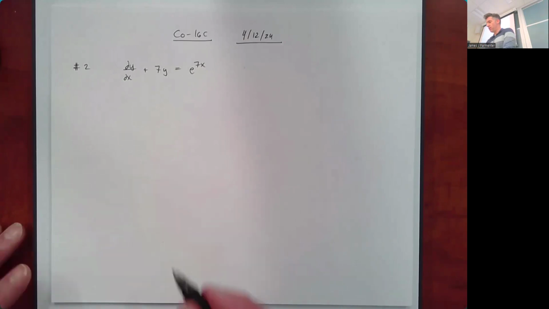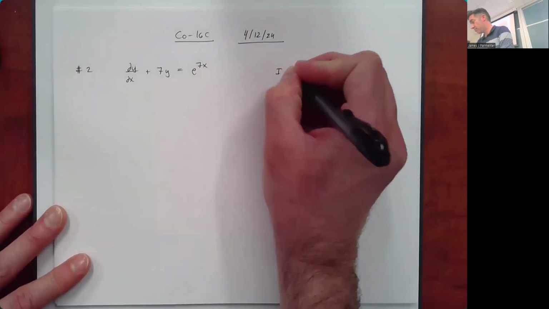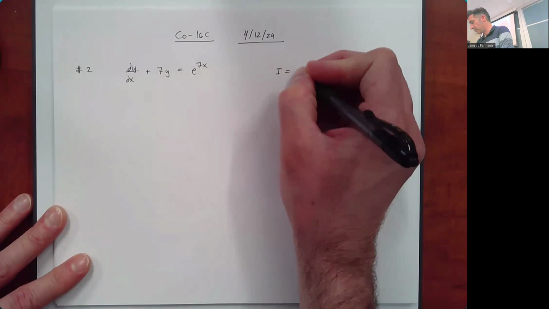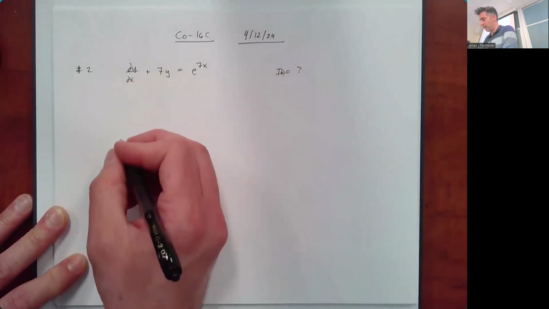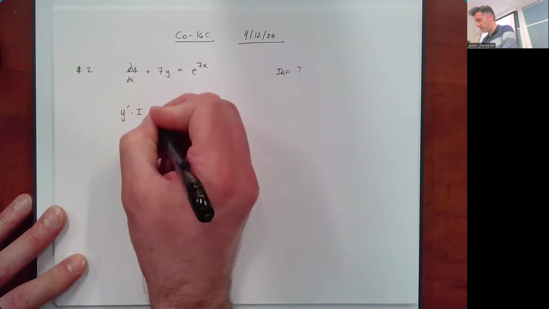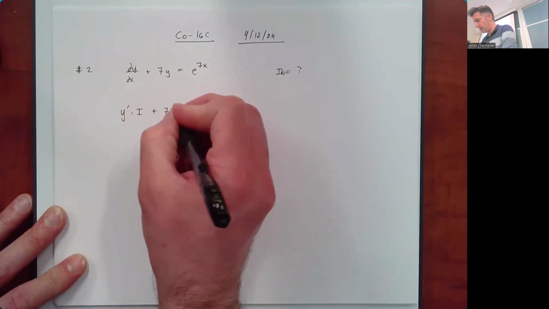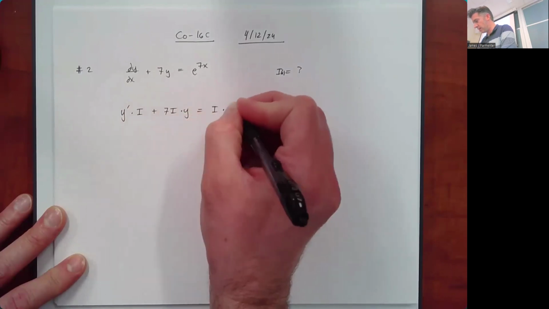So let's do that. We know we're gonna multiply this whole thing by an integrating factor, which we're gonna have to find. I'm gonna call it I of x, I guess. So I'm gonna multiply everything by I of x. I'm gonna have y prime times I plus 7I times y equal to I times e to the 7x.